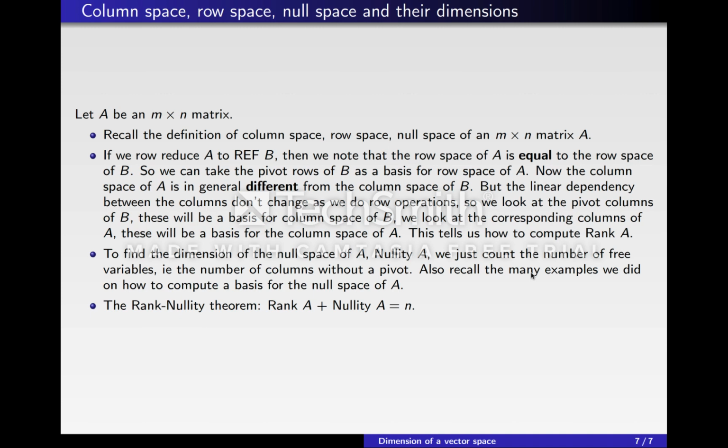And lastly, the rank-nullity theorem says that if you add up the rank and the nullity of the matrix A, then you get the number of columns. As we said before, it's very easy to remember this theorem. The rank of A is simply the number of pivot columns of A, and the nullity of A is the number of columns without a pivot of A. So of course, when you add them up, you get all the columns. So that's it.